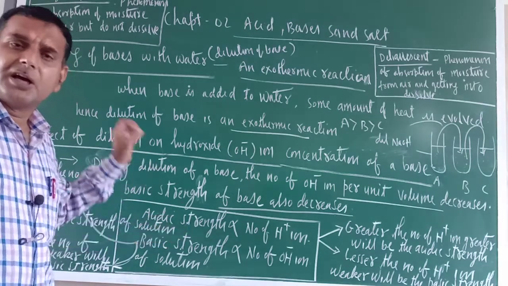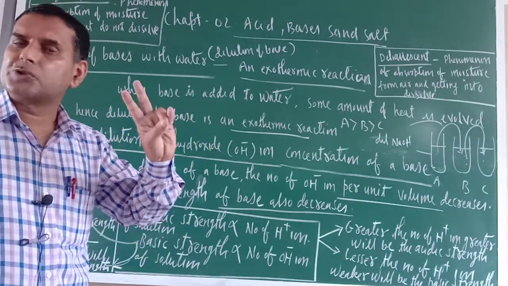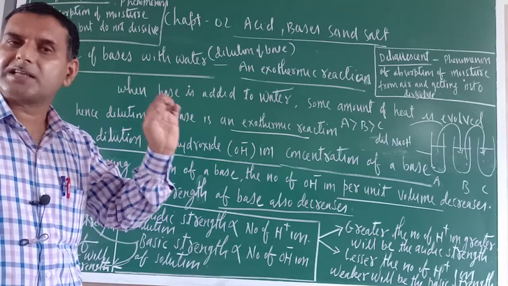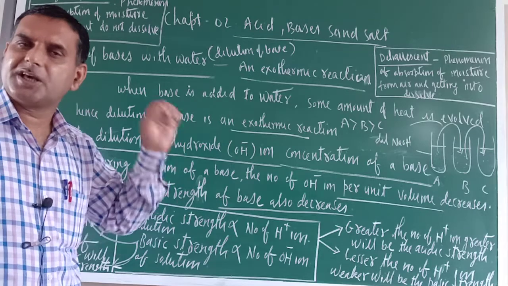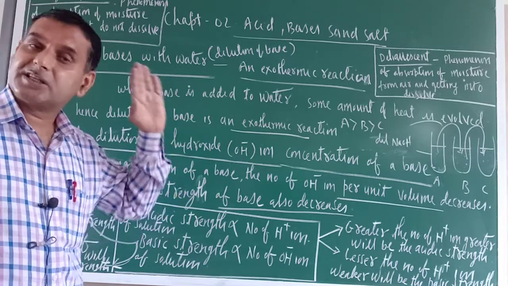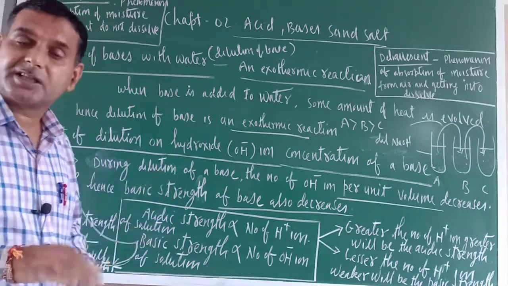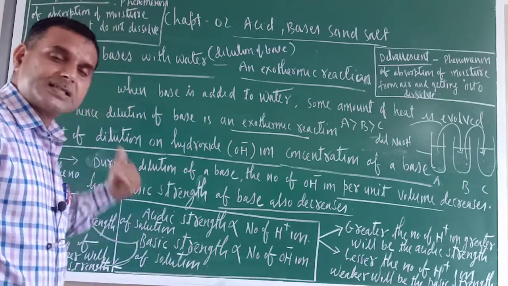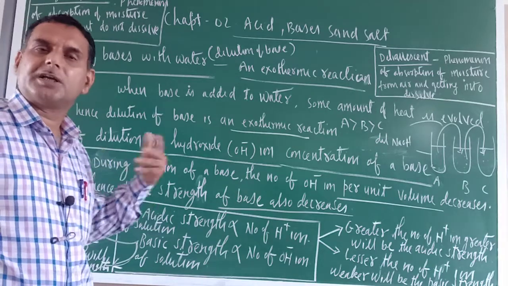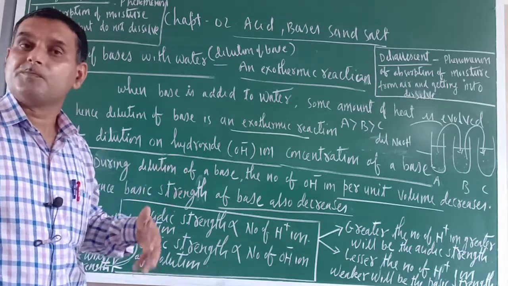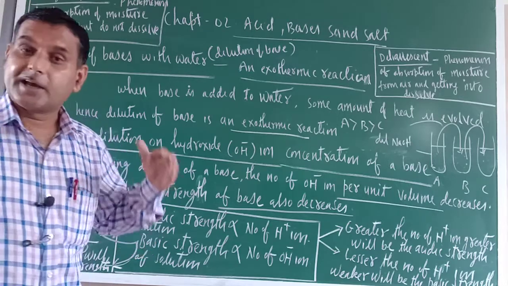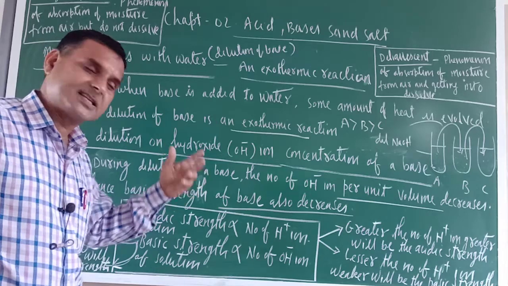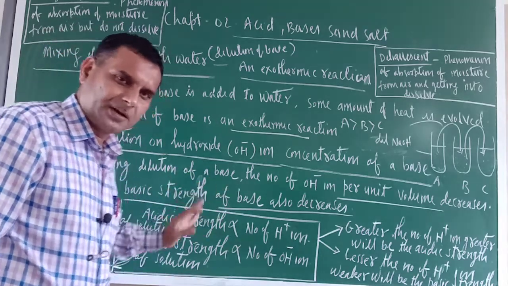So remember, during the dilution of acid, two things are happening. Number one, the per unit volume of solution, the H positive ion concentration is decreasing. Hence acidic strength is also decreasing, because acidic strength of a solution is directly proportional to the number of H positive ion. Similarly, the basic strength of a solution is also directly proportional to OH negative ion. Greater the number of OH negative ion, greater will be the basic strength. Okay, are you getting my point or not?